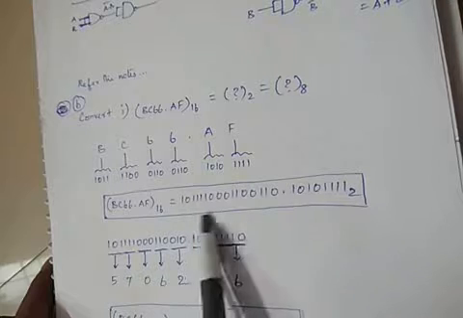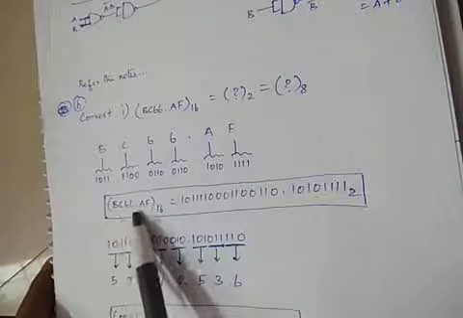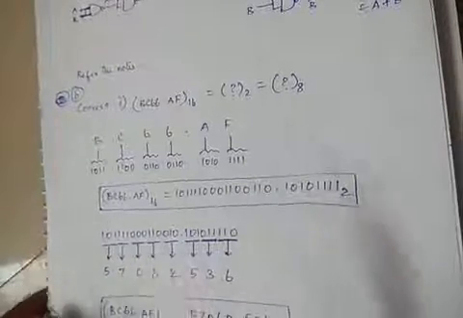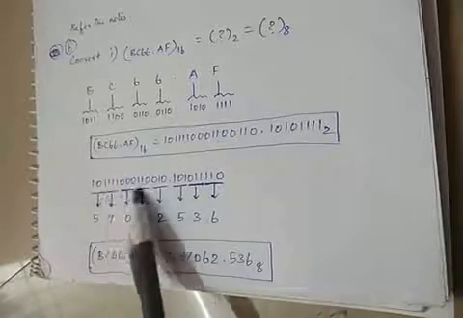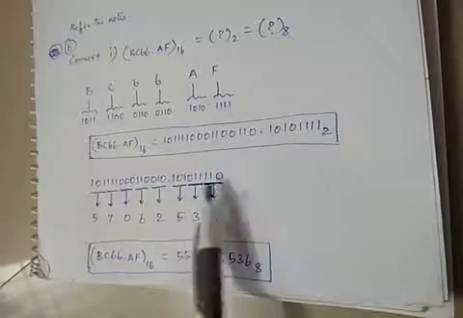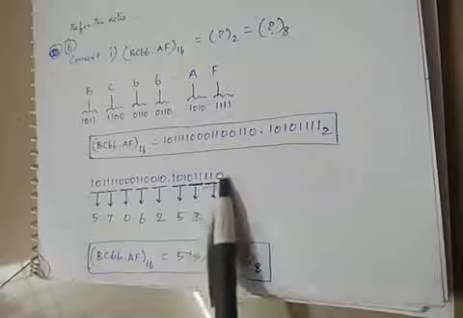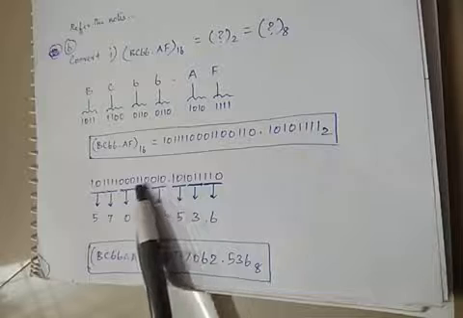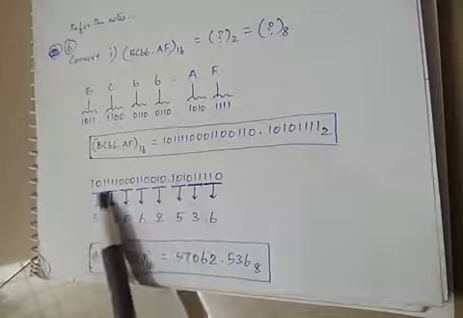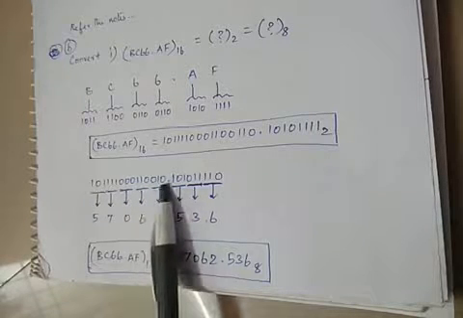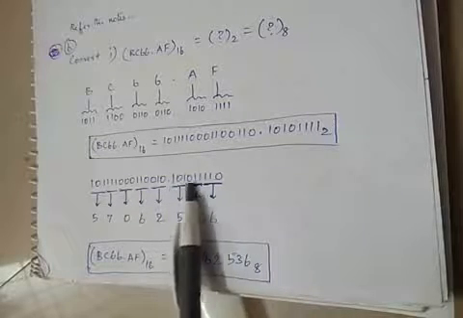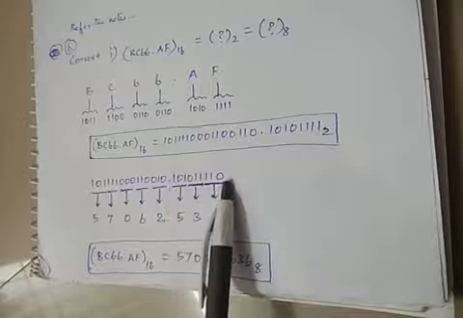Then this is the binary equivalent of BC66.AF. And now the octal number I need to calculate. So the octal number we can calculate easily. See here, the binary equivalent value we already know. So take 3 digits as one group. Like that you have to take 3 digits as one group. On the integer side you have to group from right to left, but on the fraction side you make the groups from left to right.